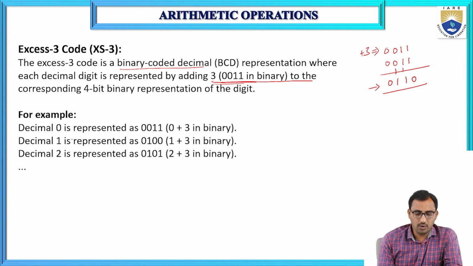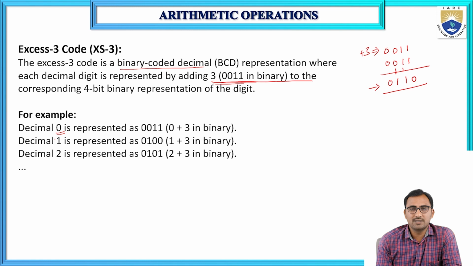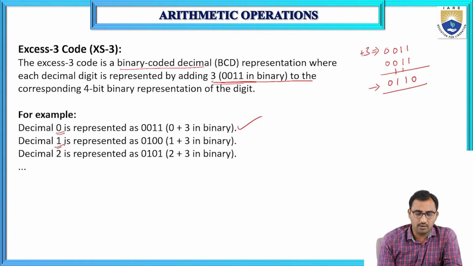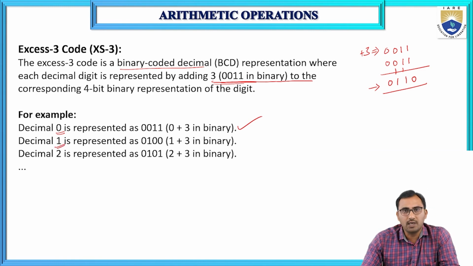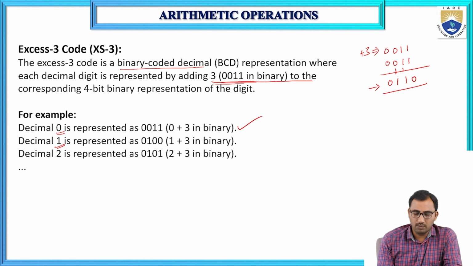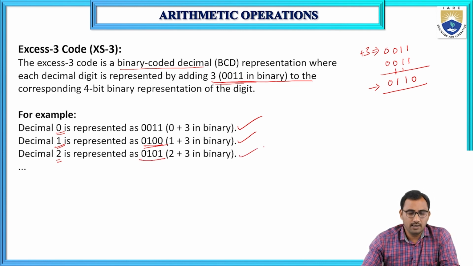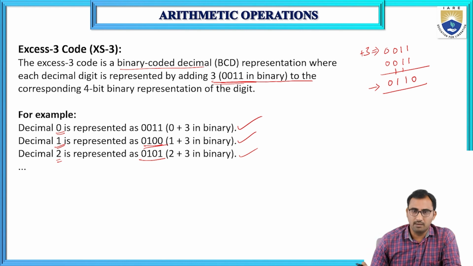For example, decimal 0. What is the excess 3 code for 0? 0 plus 3 means 3. Decimal 1: what is the excess 3 code? We need to add 3 to that number, we have to add 3 to every digit. So 1 plus 3 is 4. Decimal 2: 2 plus 3 is 5, that means 0 1 0 1. In this way, we can get the excess 3 code value for any number.